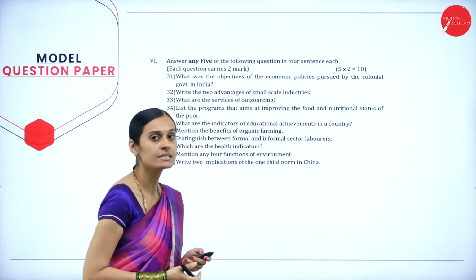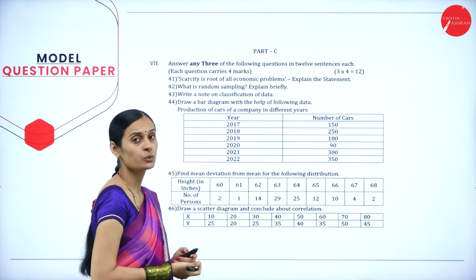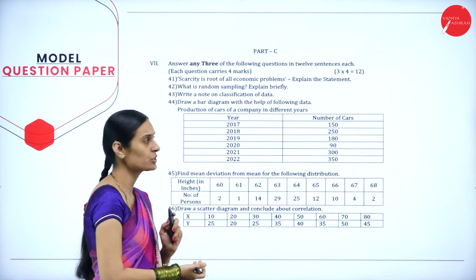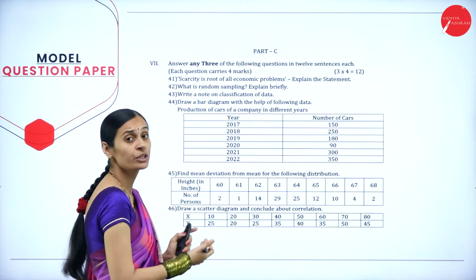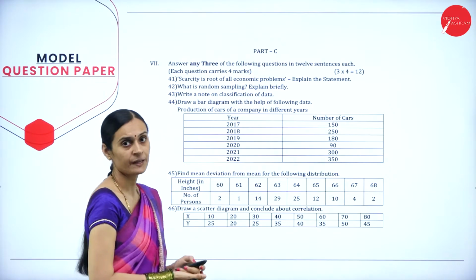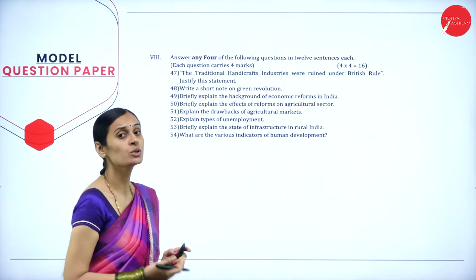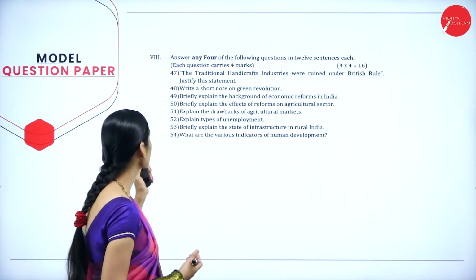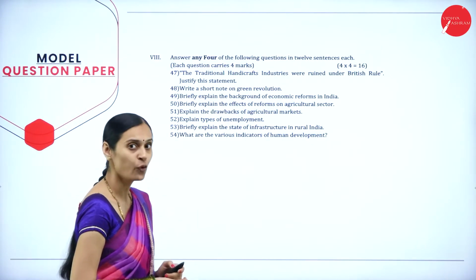And next, that is Part C, 4 marks questions. In the first section, you have to write 3 questions among the 6 questions, which belong to your statistical part, some problems and some theory. And next, the 8th main, which belongs to your second part, Indian economy. Here also you have 8 questions and you have to attend 4 questions.